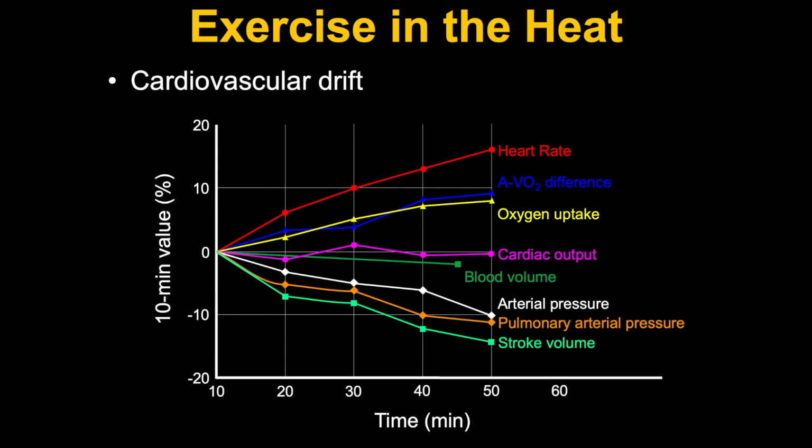In this diagram, we're going to talk about cardiovascular drift. On the y-axis, we have the 10-minute value as a percent of all the variables that you see listed here by the different colored lines. There's heart rate, VO2 difference, oxygen uptake, cardiac output, blood volume, arterial pressure, pulmonary arterial pressure, and stroke volume. On the x-axis, we have exercise time in minutes.